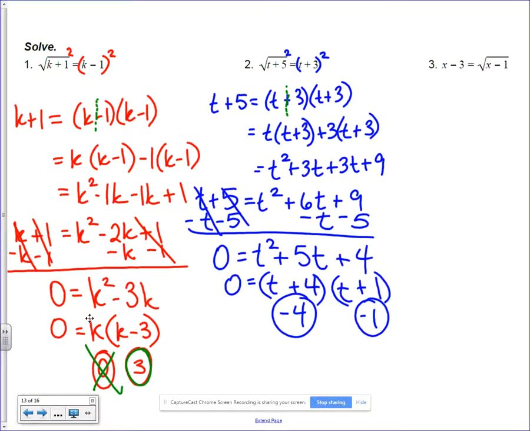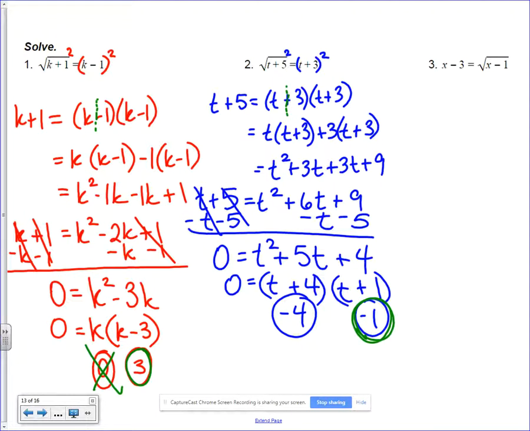Negative 1? Okay. If I put a negative 1 up here, what's negative 1 plus 5? 4. What's the square root of 4? 2. So this side over here is a 2. If I put a negative 1 in over there, what's negative 1 plus 3? 2. Does 2 equal 2? So this looks like the one that's going to be working.